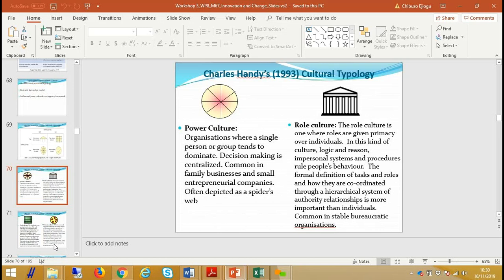So it's a lot of formal definition of tasks, formal definitions of roles, and people trying to just keep to their job description. A lot of hierarchy in the culture. It can feel like a lot of red tape and bureaucracy. It can feel like a lot of struggle and time to get things done, right? And a lot of authority relationships.